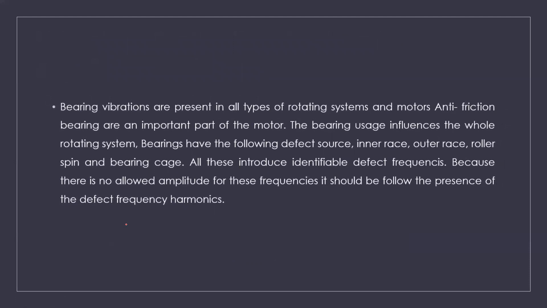Bearing vibrations are present in all types of rotating systems and motors. Anti-friction bearings are an important part of the motor. The bearing usage influences the whole rotating system. Bearings have the following defect sources: inner race, outer race, roller spin, and bearing cage. All these introduce identifiable defect frequencies. Because there is no allowed amplitude for these frequencies, one should follow the presence of defect frequencies and harmonics.